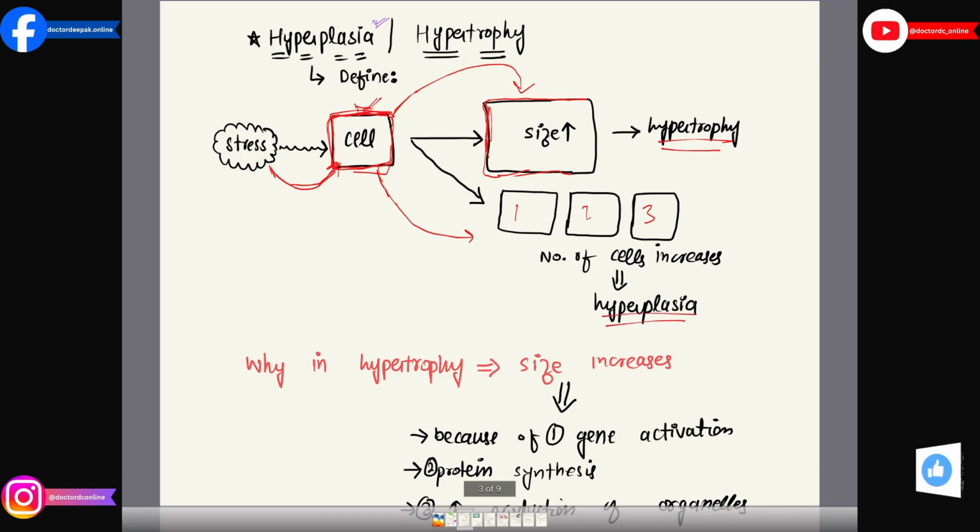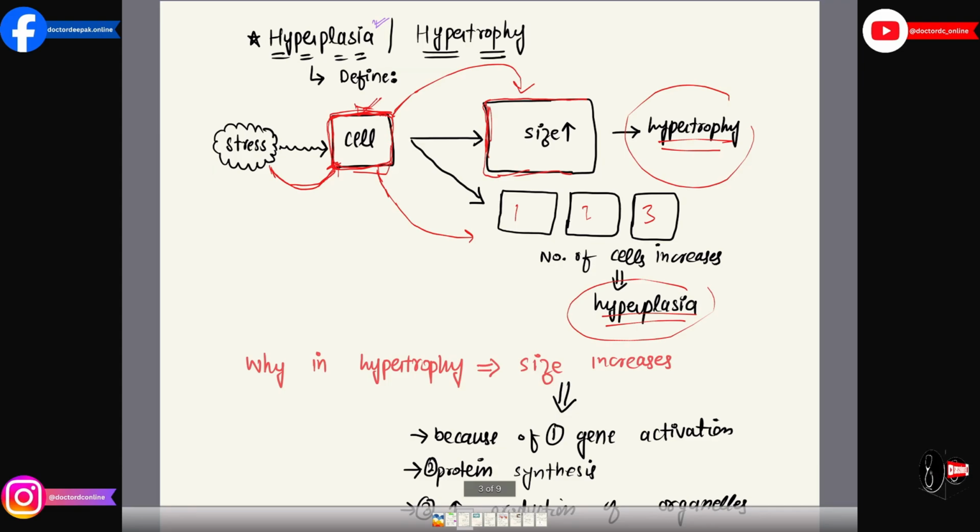The basic difference between hyperplasia and hypertrophy is this: when you put a stress on a cell, and after putting the stress on the cell, if that cell increases its size, it is called hypertrophy. You have to keep in mind, an increase in the size of a cell is called hypertrophy. And if the number of cells increases, it is called hyperplasia. So this is the basic difference between hypertrophy and hyperplasia. You guys have to keep this in mind. These are the basic terms, and if you don't understand them, then it will be very difficult when we discuss the systems.